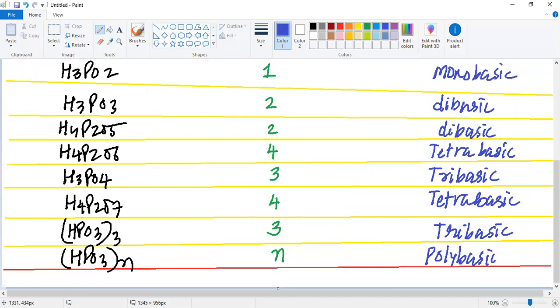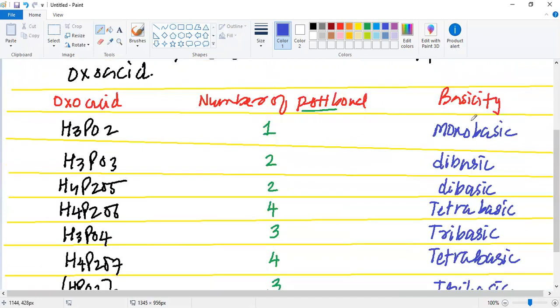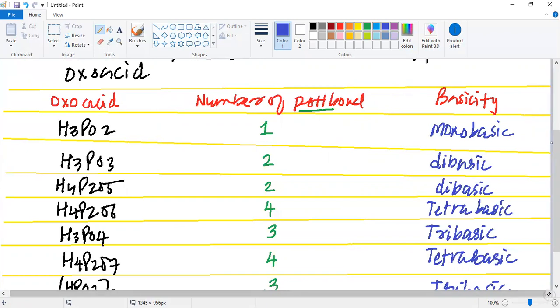So if we want to write the basicity in terms of numbers, we can even write it this way: basicity is equal to 1. In the same way, my dear students, we can write the same thing.